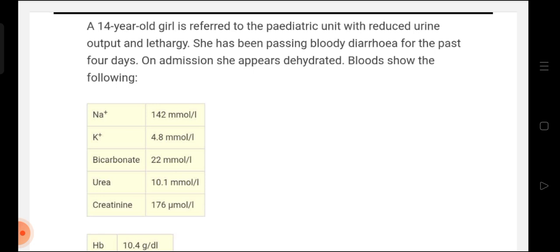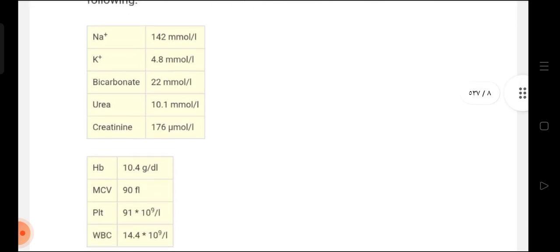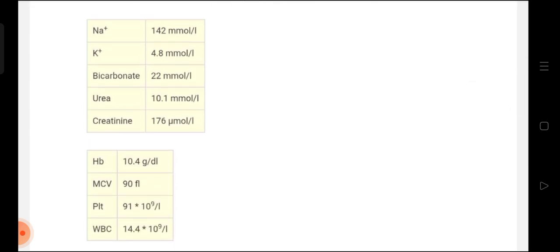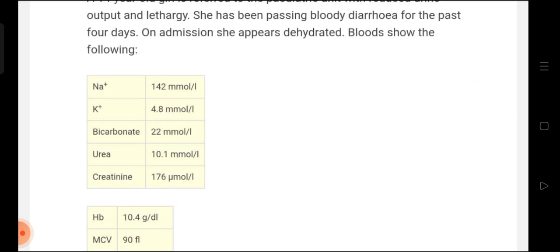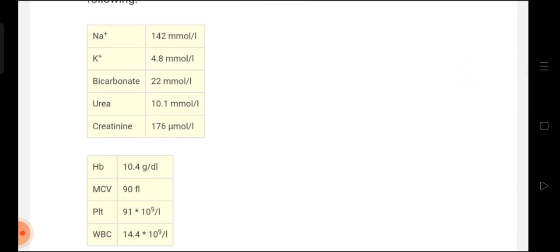This young female, who is referred to a pediatric unit with acute kidney injury and bloody diarrhea, it is typical HUS, hemolytic uremic syndrome. She will present with thrombocytopenia, hemolysis in the blood, and acute kidney injury, which is presented by oliguria and lethargy and elevated urea and creatinine.